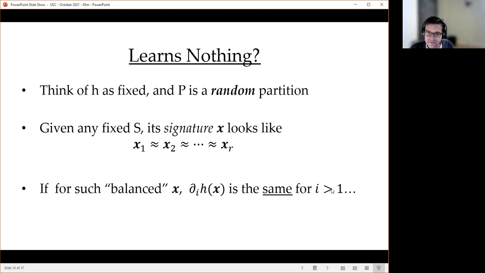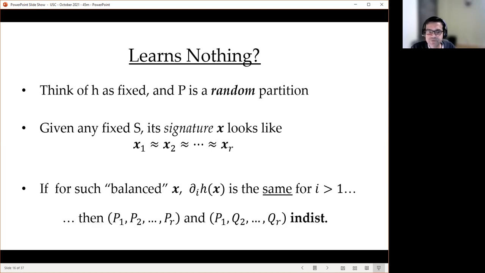So the i equal to 1 might have a certain marginal, but every other i has the same marginal, which means that after making this query, the algorithm is confused between the partition P1 to PR and P1 to P1 and Q2 to QR, where Q2 to QR is a random repartitioning of these last R minus 1 parts. Again, why? Because for both of these, you get the same signature.